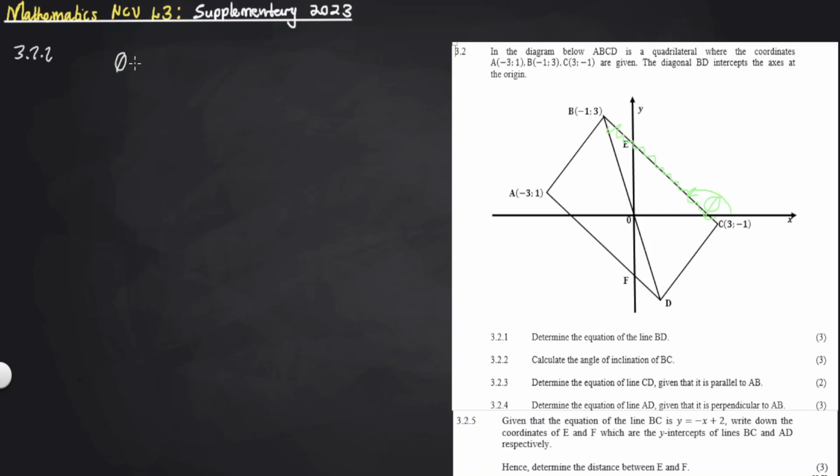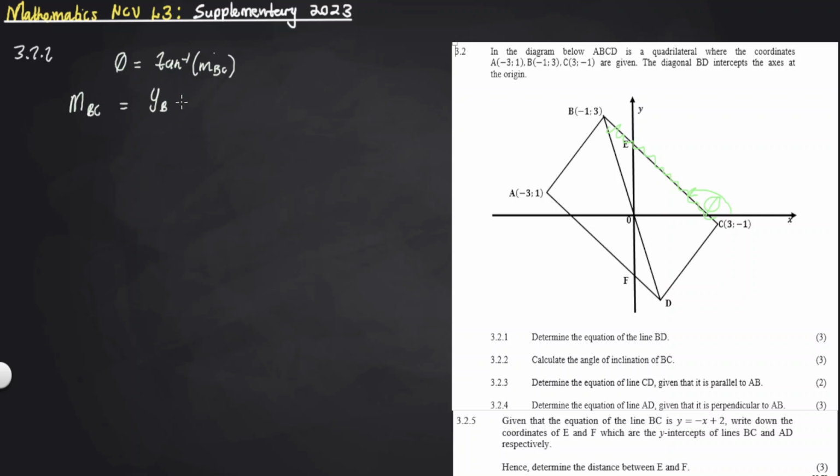It's theta equal to arctan of the gradient for that line. So in our case, it's line BC. So we actually need the gradient for line BC. So first, we're going to calculate the gradient for line BC.